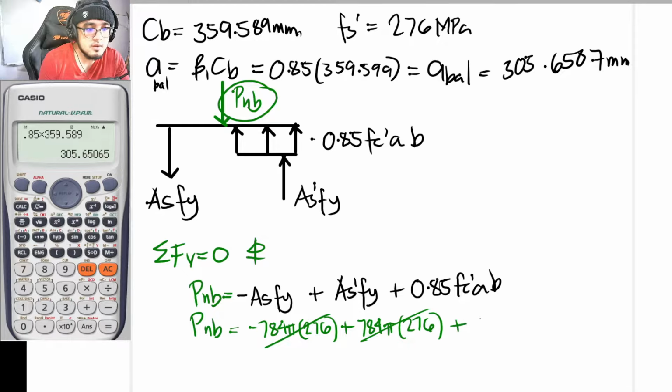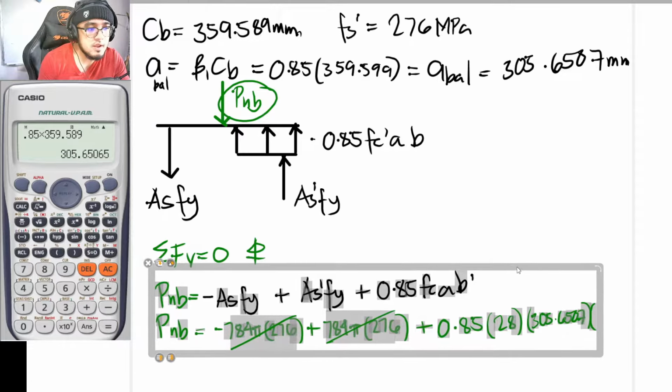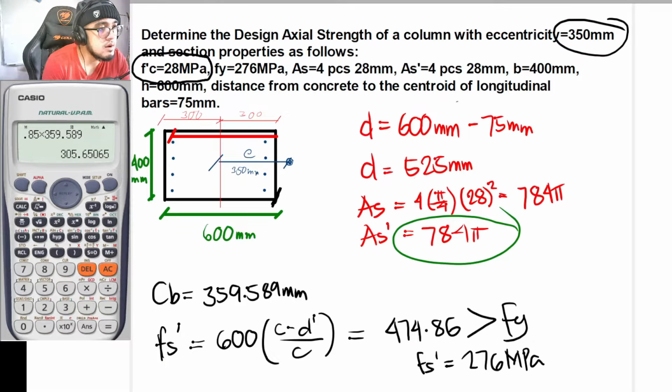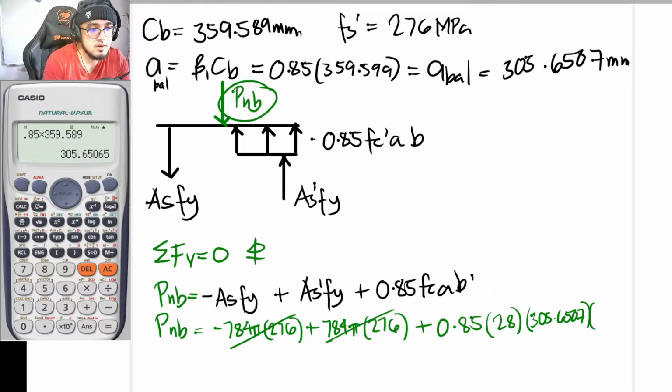Plus 0.85 Fc prime, and what is our Fc prime? That is 28. Times A, and our A balance is 305.6507 times B. So the value for our B is 400, I think. So going back here, yes, 400 mm. Okay, so moving forward, 400 mm.